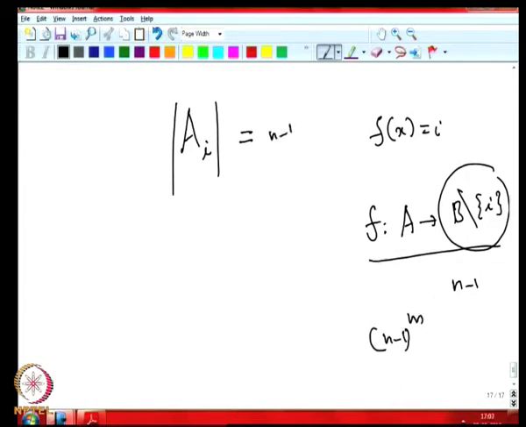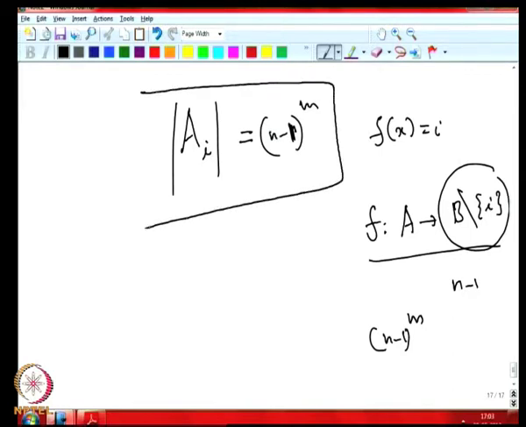So, (n minus 1) raised to m. And we know that which i is unimportant, because for any A_i this is the number of functions, whether it is A1 or A2 or A3 or whatever. So, we can take this as alpha 1, the common cardinality for each A_i. The cardinality of A_i is equal to (n minus 1) raised to m.